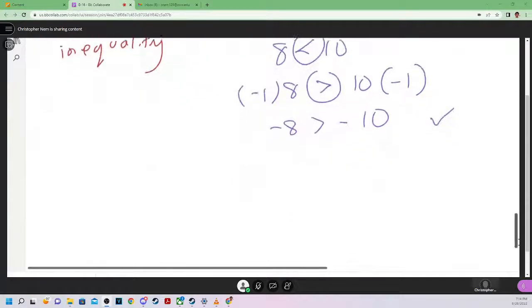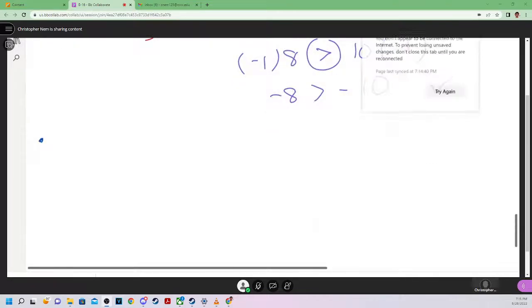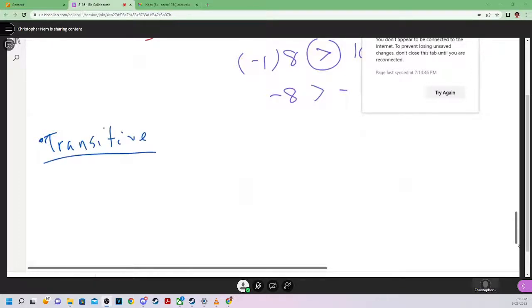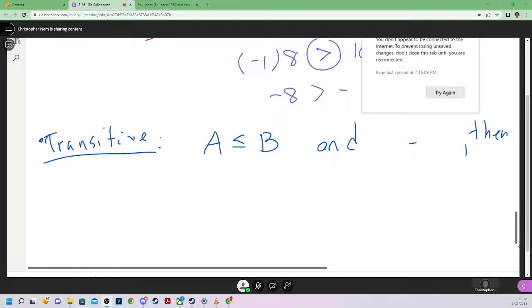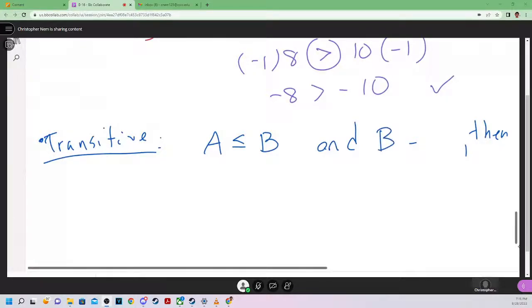And then the last thing that I want to talk about for our properties is the transitive property. I think this is just very important in general. The transitive property, if you know what it is, just means that if you have an inequality, A is less than or equal to B, and you have B is less than or equal to D, well, this carries over then. That's all it's saying. It carries over. That means A has to be less than or equal to D. That is the transitive property.